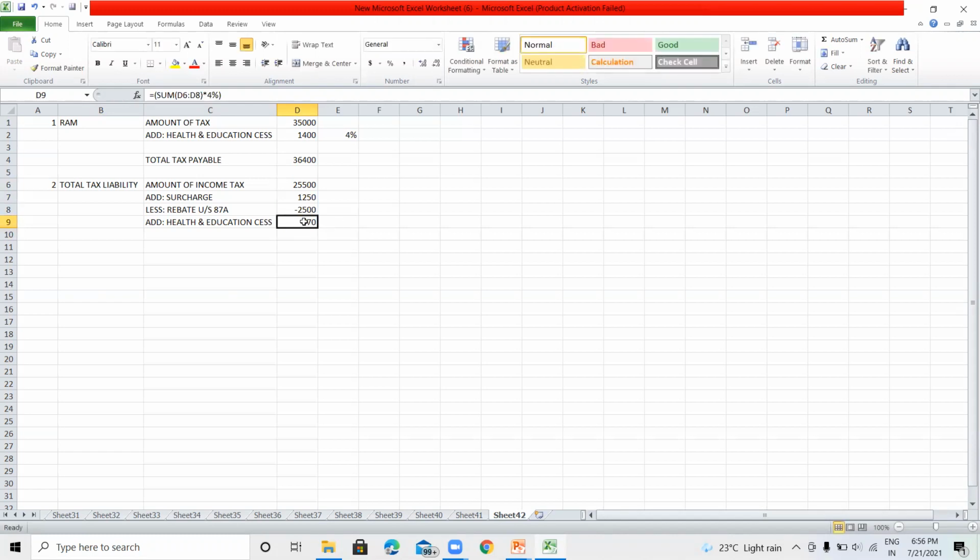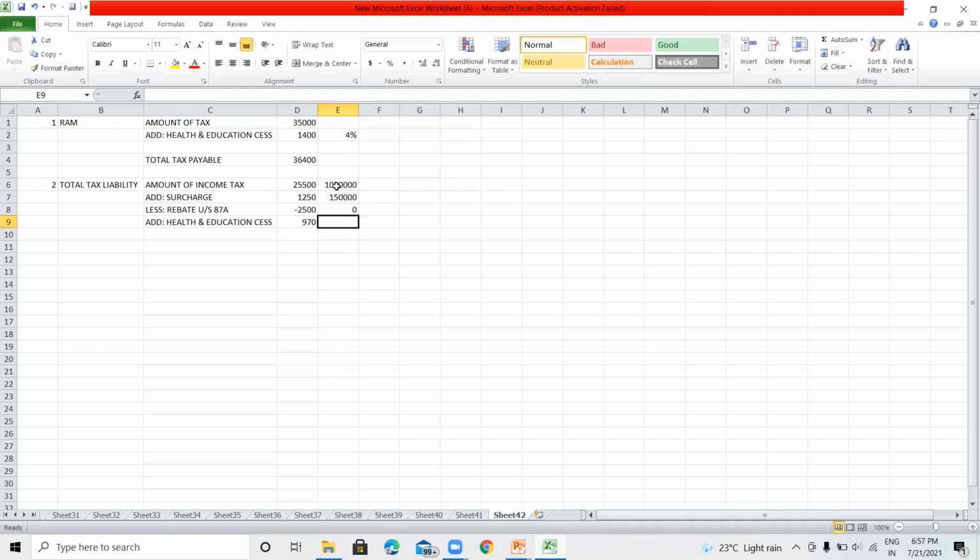So 970 rupees is the amount of health and education cess. Means if, for example, we take some higher amount of income tax, just like if the amount of tax is 10 lakh 50,000 and the surcharge on such amount is, for example, 1 lakh 50,000, then the rebate as per the provision will be zero. The rebate will be zero.